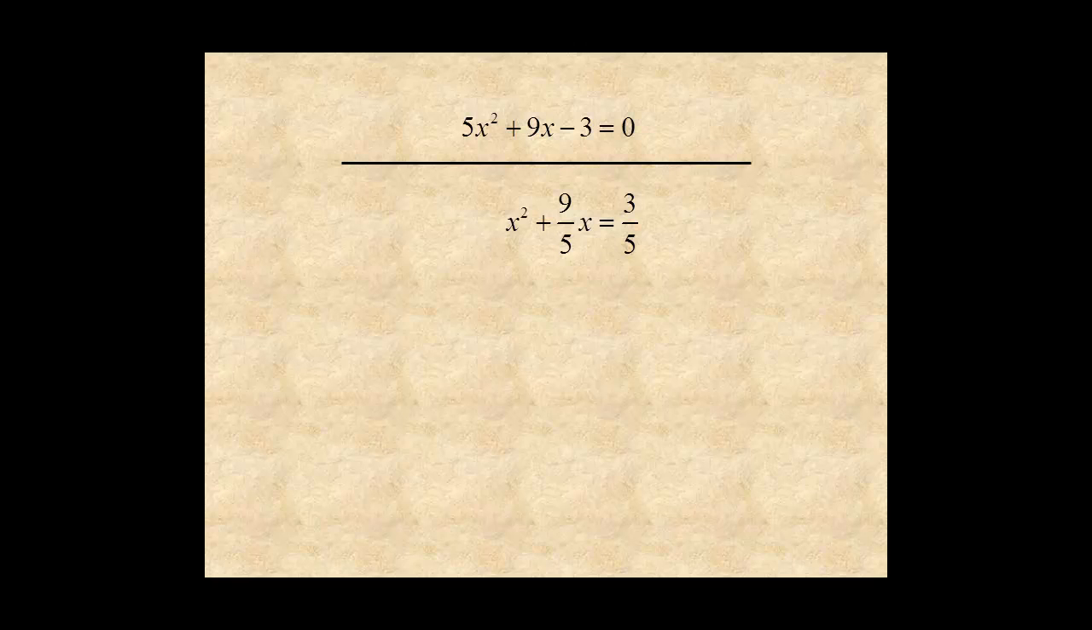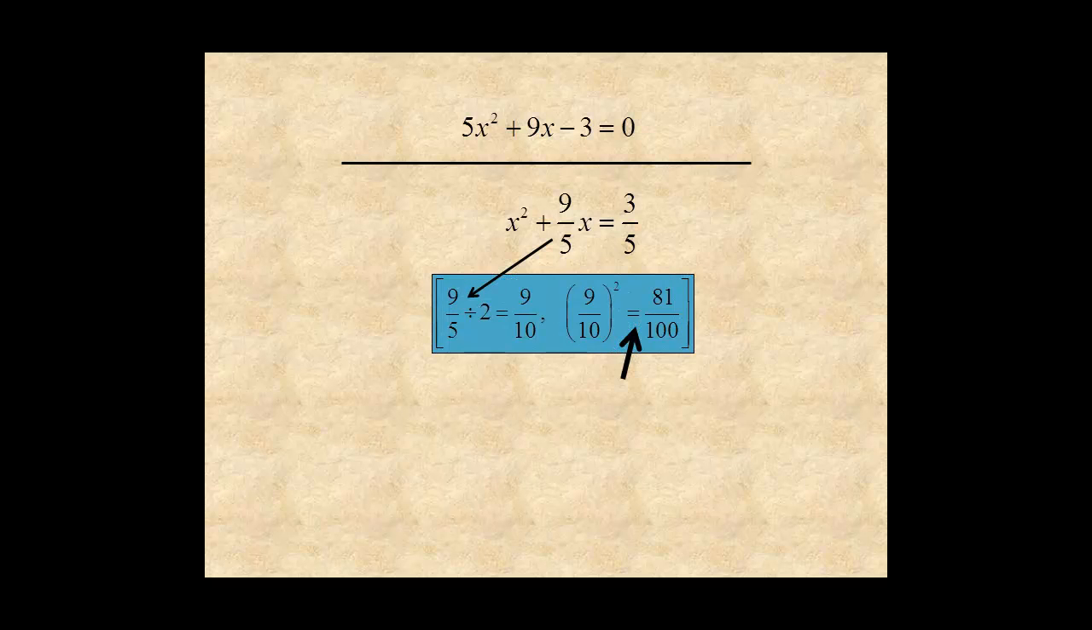Take the coefficient of the middle term, 9 over 5, and divide by 2 for 9 over 10. Then 9 over 10 squared equals 81 over 100. And 81 over 100 is the number you need to complete the square. So add 81 over 100 to both sides of the equation.